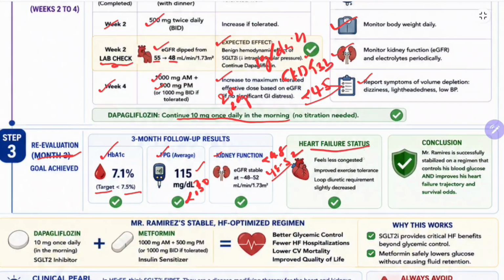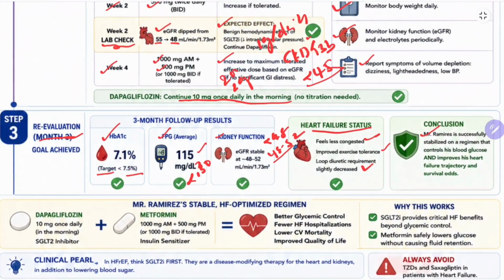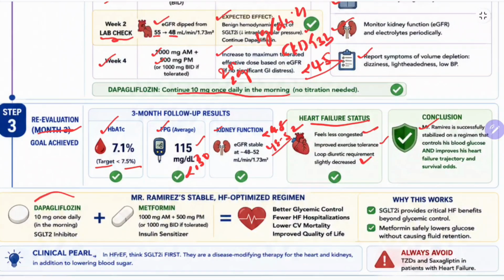So heart failure status: the patient feels less congested, is experiencing improved exercise tolerance, and loop diuretic requirement is slightly decreased. So the conclusion is, Mr. Ramirez is successfully stabilized on a regimen that controls his blood glucose and improves his heart failure trajectory and survival odds. So the final regimen is dapagliflozin along with metformin.